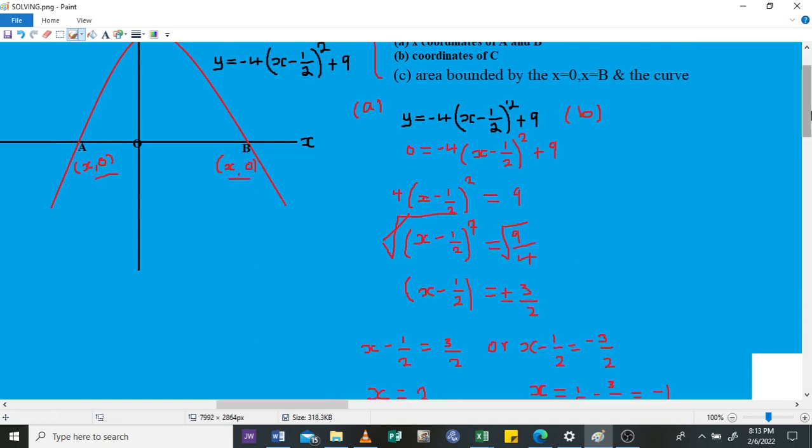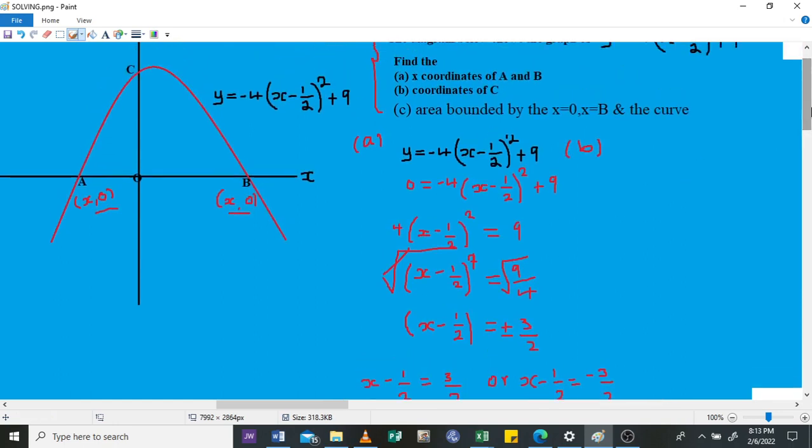Okay, so how do we solve B? Now to solve B, you need to read the question and think. The question says we need to find the coordinates of C. Look at where C is. C is on the y-axis, right? So y, we don't know. What we have on the y-axis is C, but x is 0, right?